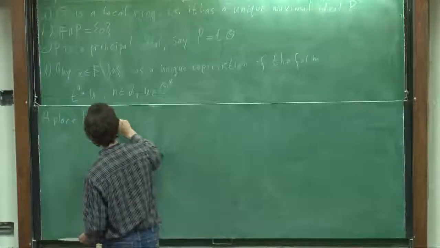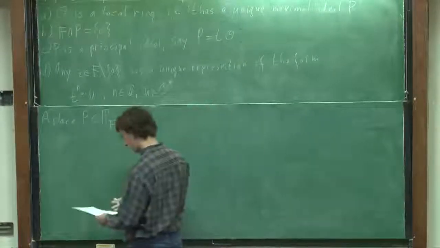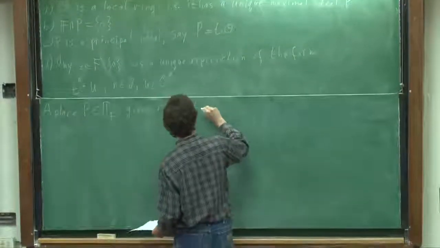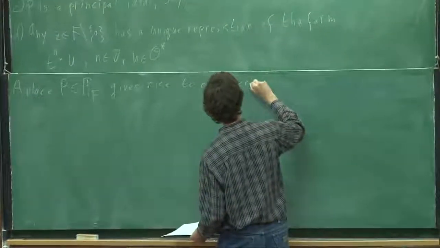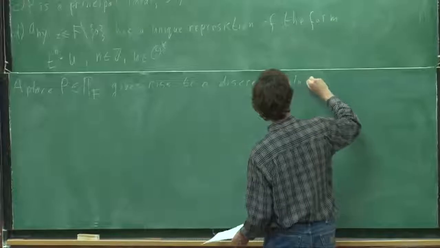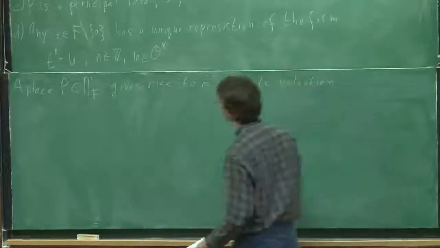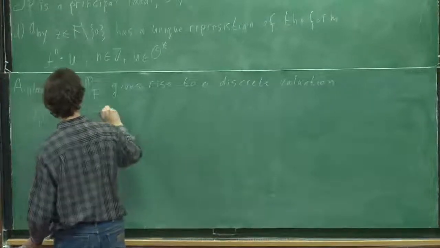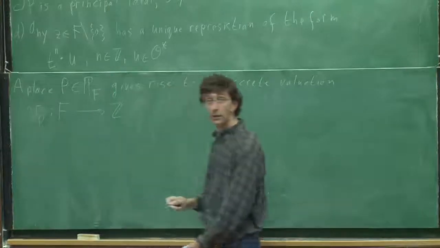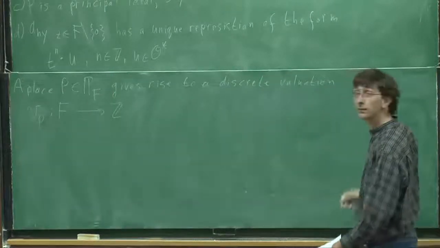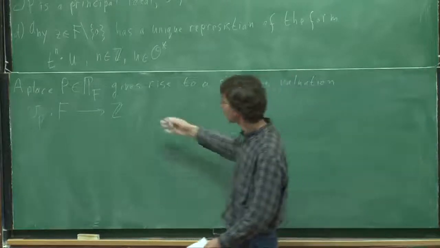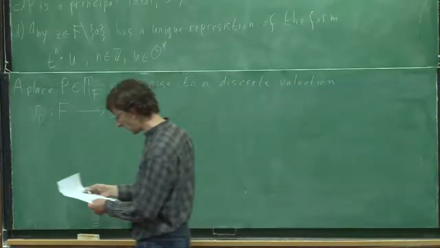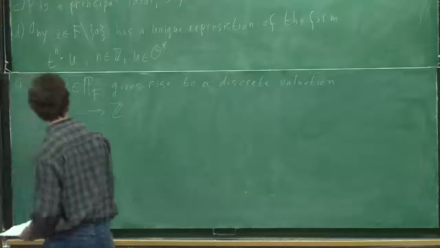Now it turns out that a place P of the function field F gives rise to a valuation, in fact a discrete valuation from F to Z. So this comes very close to what Diana was talking about in the previous lecture about valued fields. So for any place, I'm saying we get a discrete valuation. So how to define it?